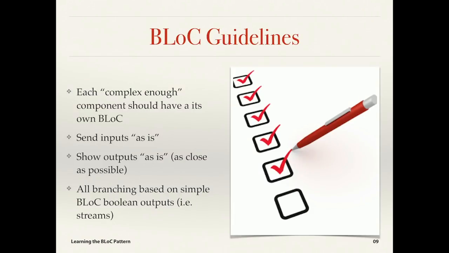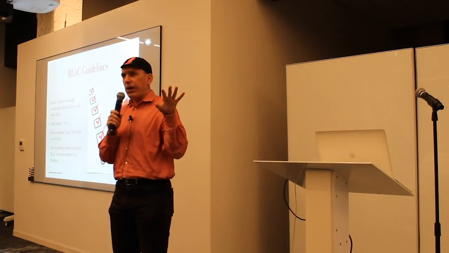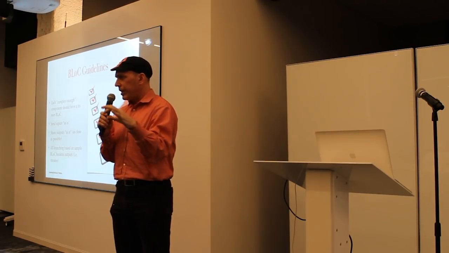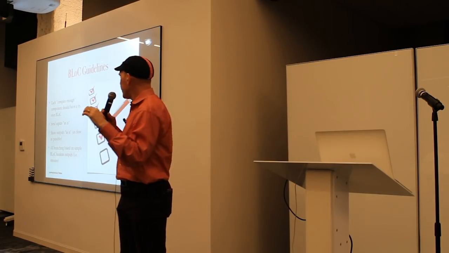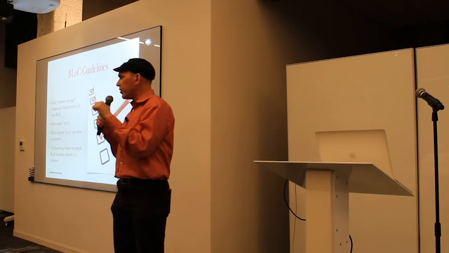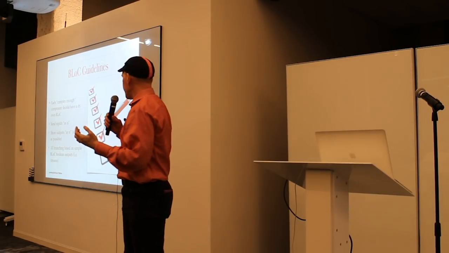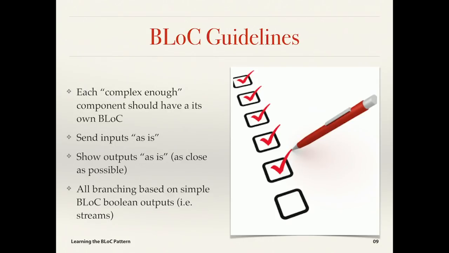And then there's some guidelines. If you look at this simple app, if you had a very complex app, you can start to have different classes and have a widget represented in each separate class. So you might want to have a BLoC not just for a page, but for a very small widget if it's very complex. And then you're supposed to send inputs as is. So if you want to do some change, you send it like that.